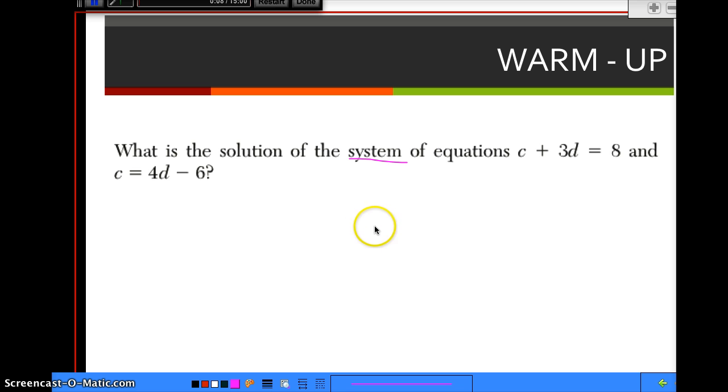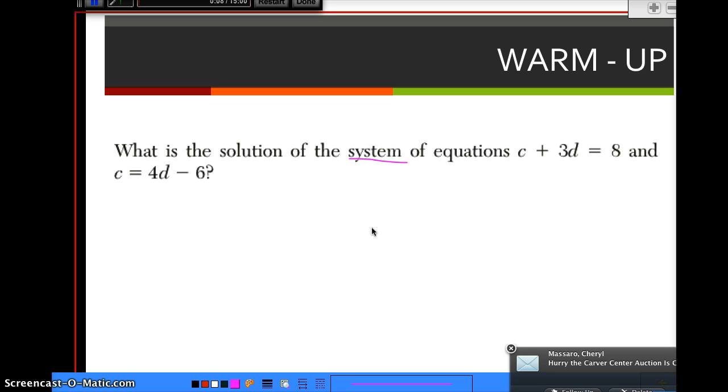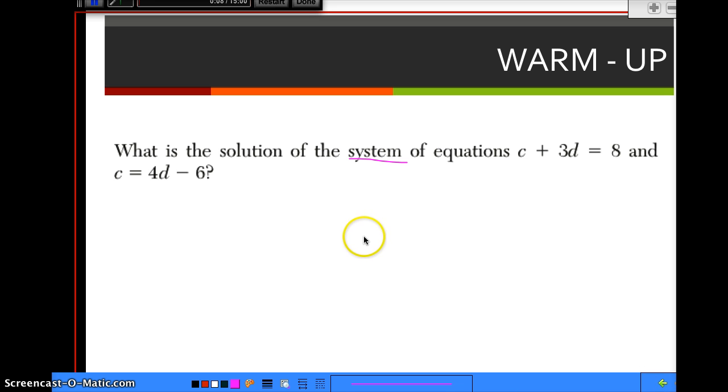If you remember back to systems of equations, you guys learned how to do this three ways. You did it graphically, where you got them both into y equals mx plus b. You did it algebraically, which was either by substitution or elimination. So we need to practice those. It's been a while. Looking at this, the way they have it set up for us, they've already solved it for c. So I think we should do substitution and substitute the 4d minus 6 in for where the c is.